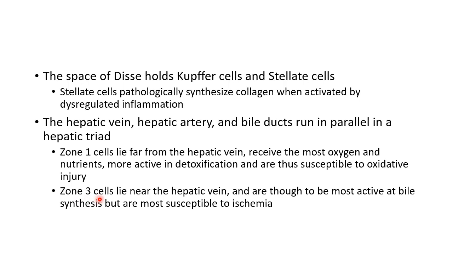Zone 3 cells lie near the hepatic vein where the blood drains. Because they are far from the start, zone 3 cells have low oxygen. But they are thought to be the most active at bile synthesis. Since there is hardly any oxygen left, they are most susceptible to ischemia.